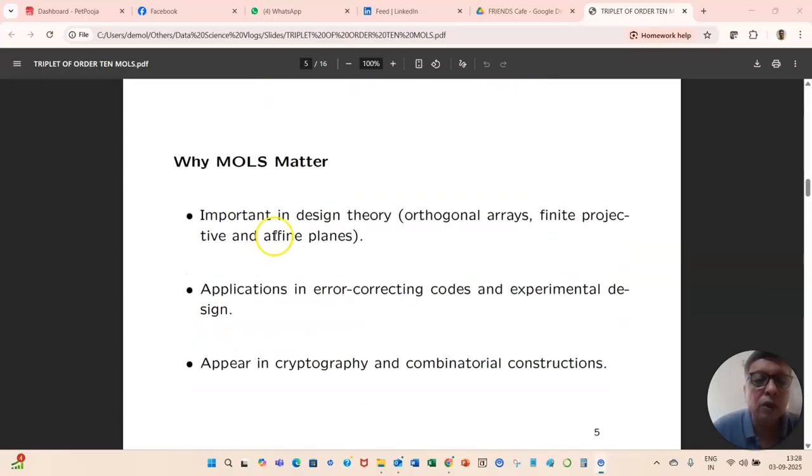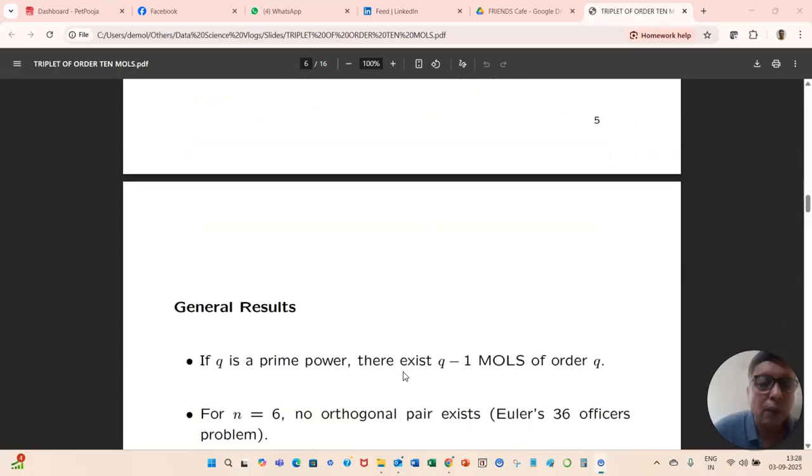Why are MOLS important? Important in design theory, orthogonal arrays, finite projective and affine planes. I know nothing about it. Applications in error correcting codes and experimental designs, appear in cryptography and combinatorial constructions. This is a part of combinatorial mathematics, Latin squares and Greco-Latin squares.